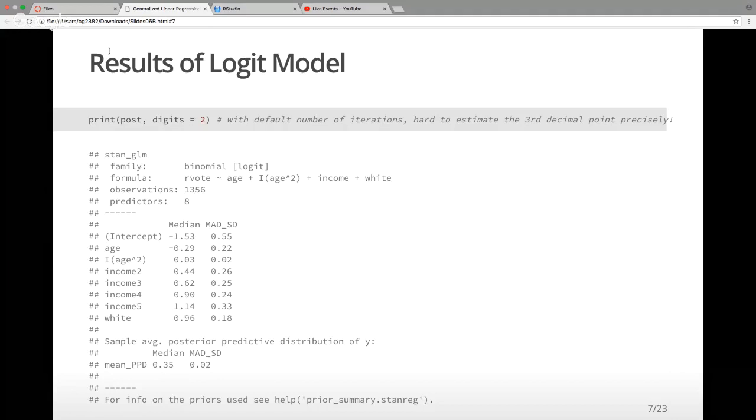Okay, how will we interpret age? How does that affect the probability of voting for George Bush?